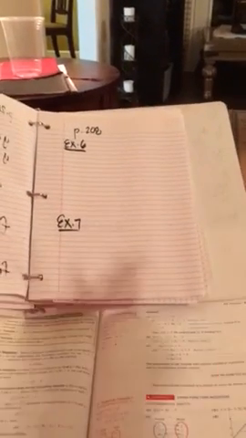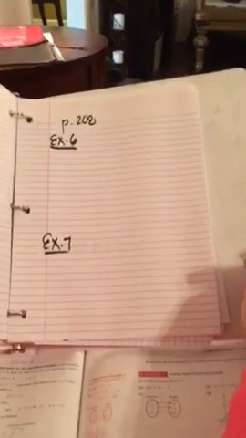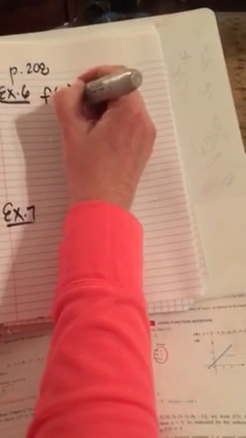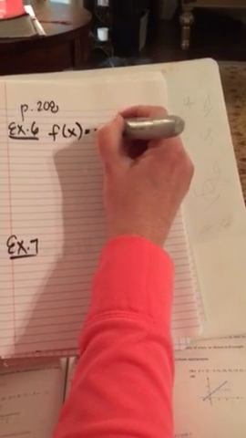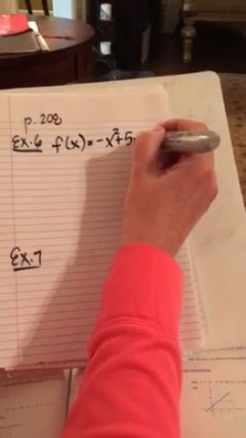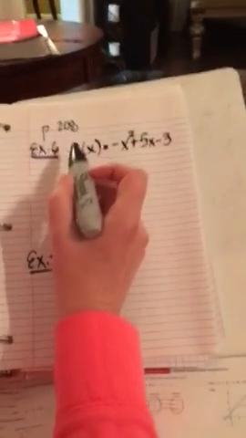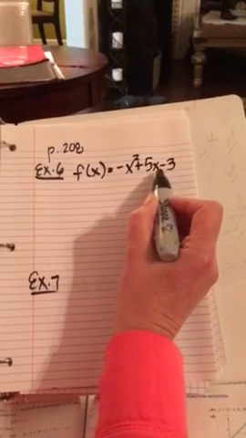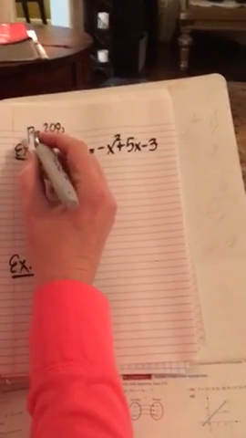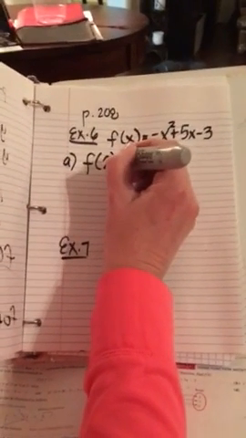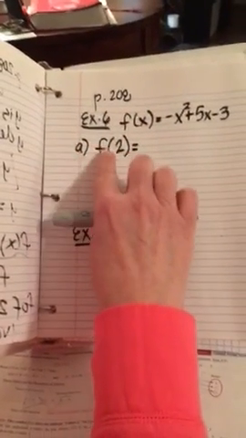Okay, page 208, example 6. We have f at x. Your function is defined as negative x squared plus 5x minus 3. Another way to write that is y equals negative x squared plus 5x minus 3. And A wants you to find the value of the function when x is equal to 2. F at 2, f of 2. Both those mean the same thing.